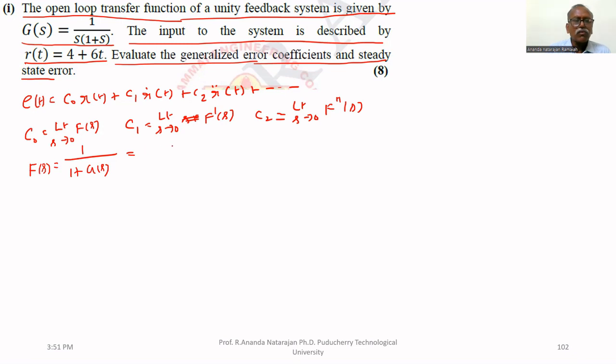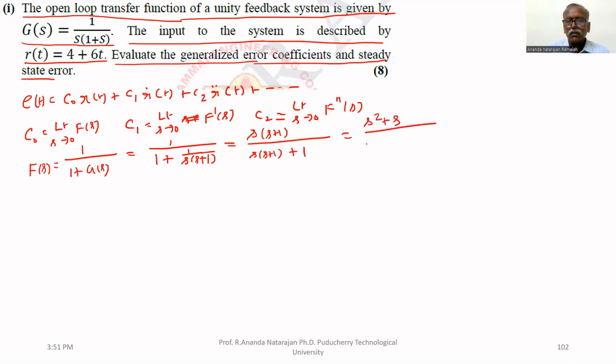Therefore, f(s) = 1 upon 1 + 1 by s(s + 1). That is equal to s(s + 1) upon s(s + 1) + 1, which is equal to (s square + s) upon (s square + s + 1). This is f(s). Therefore, C0 = limit s tends to 0 f(s), that is (s square + s) upon (s square + s + 1), which is equal to 0.